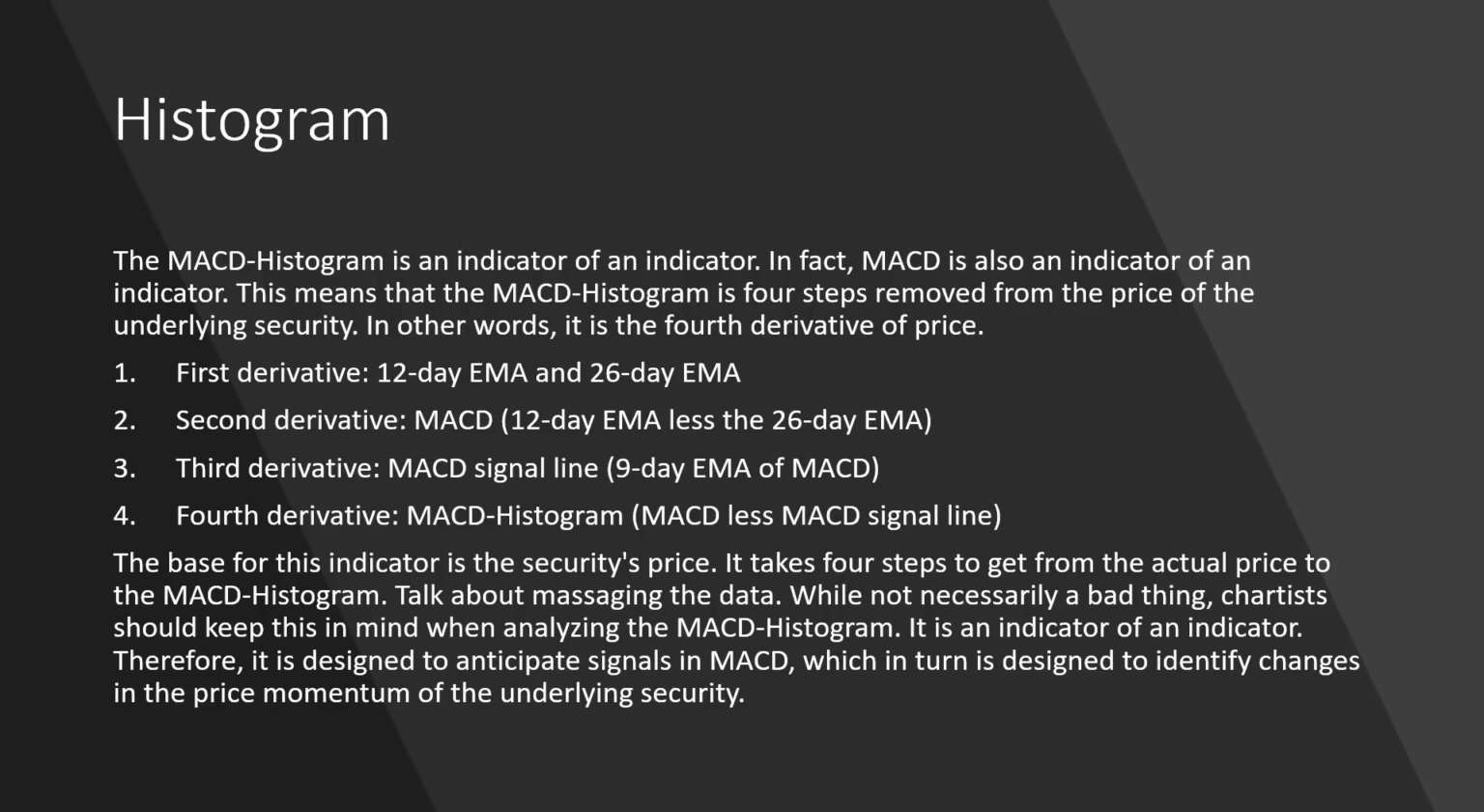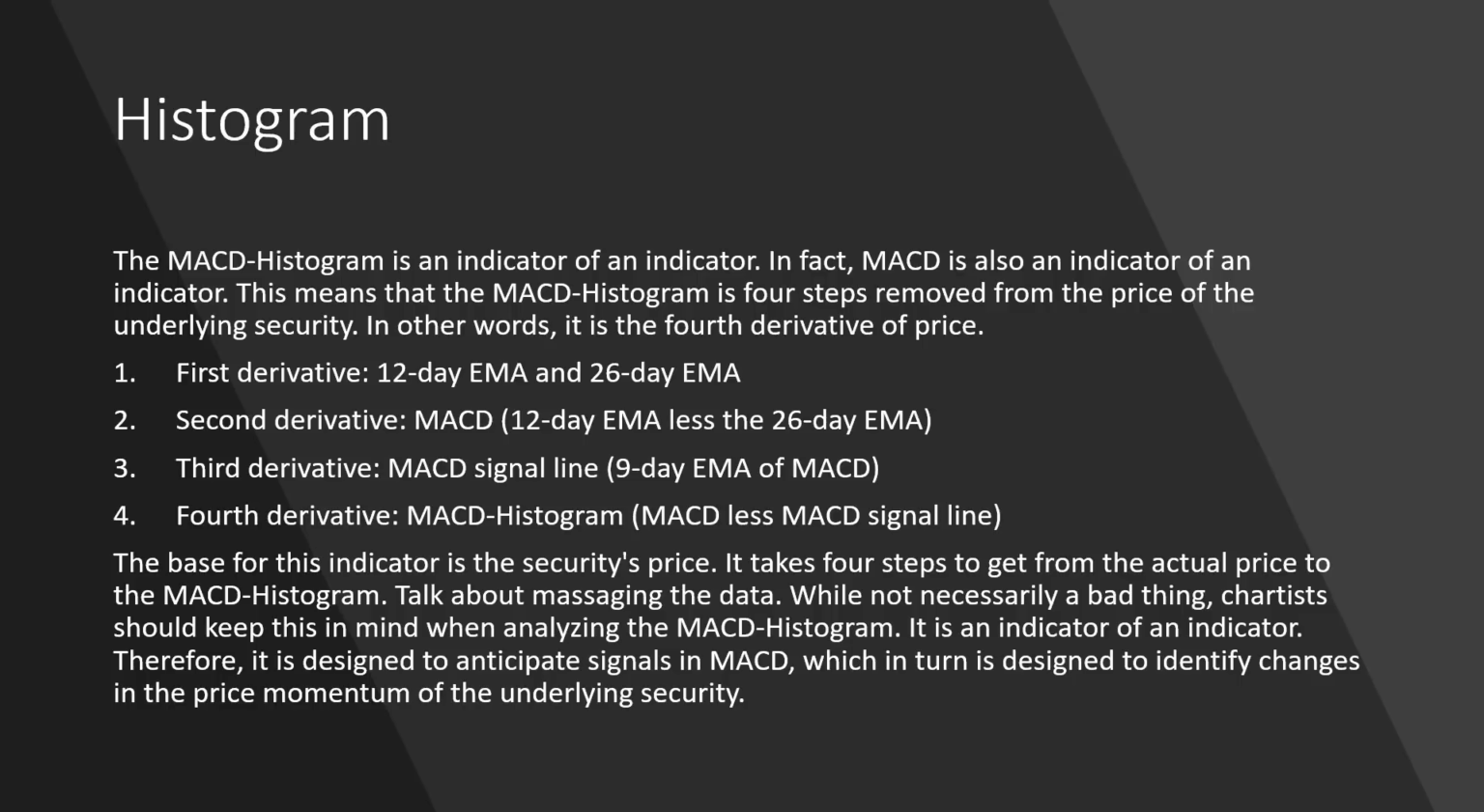But remember, the ultimate histogram is a derivative of a derivative of a derivative of a derivative, which means each time it moves a step away from the actual price. So we start out with the 12-day EMA and the 26-day EMA, which is what we plotted on the charts. Then we go to the second derivative, which is a second adjustment step away from price, is the MACD line itself, which is the difference between the 12 period and the 26 period.